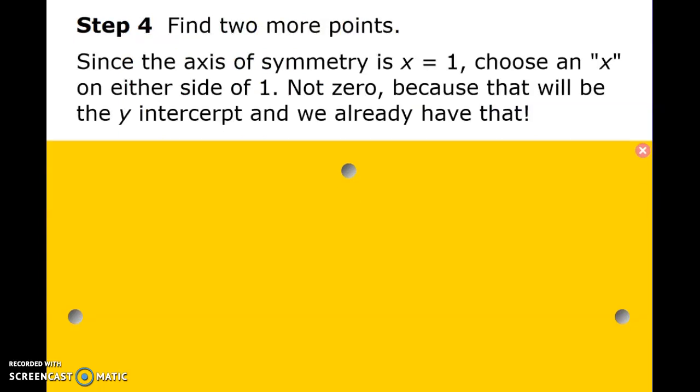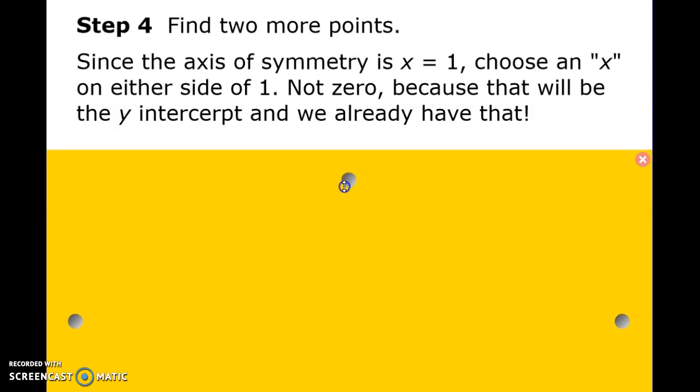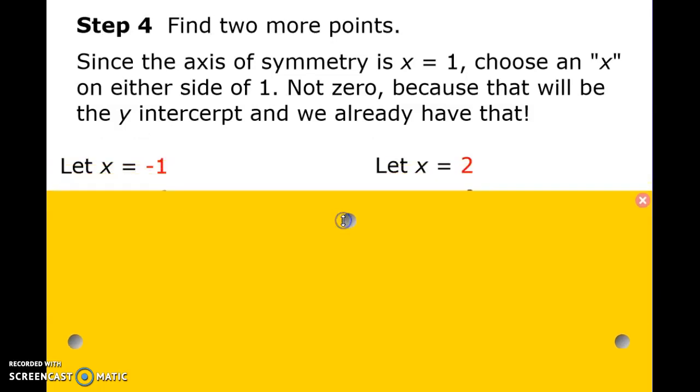Step number 4, we're going to find 2 more points. Since the axis of symmetry we found was x equals 1, we're going to choose 2 numbers that are somewhere near the 1 on either side of it. We won't choose 0 though, because 0 is the y-intercept. We already have that. So I'm choosing x is equal to negative 1 and x is equal to 2.